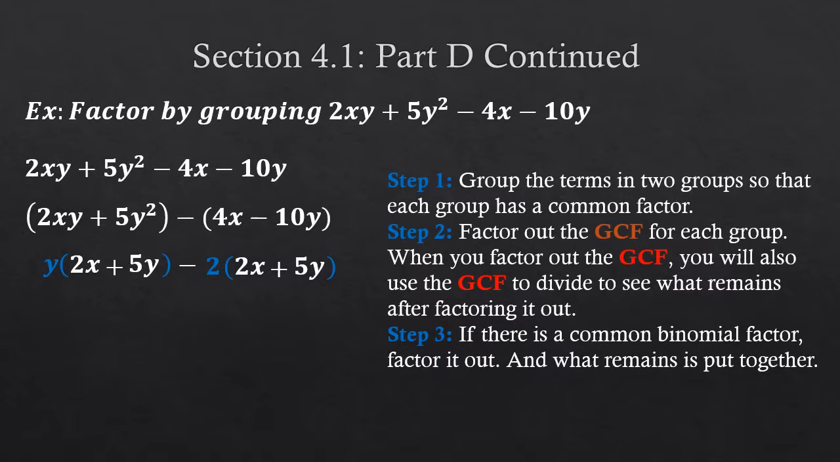And again, step 3 says, if there's a common binomial factor, then factor that out. And what remains is put together, which is the y minus 2.